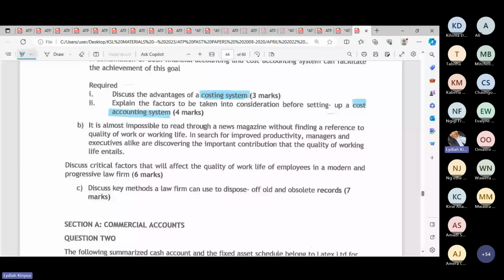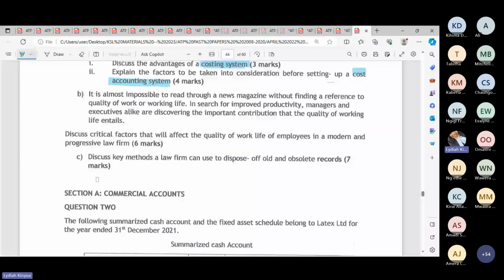And then it asks you to discuss critical factors that will affect the quality of work of employees in a modern and progressive law firm. Surely, you know, this question is asking you on career management and training and development. Those are your points.